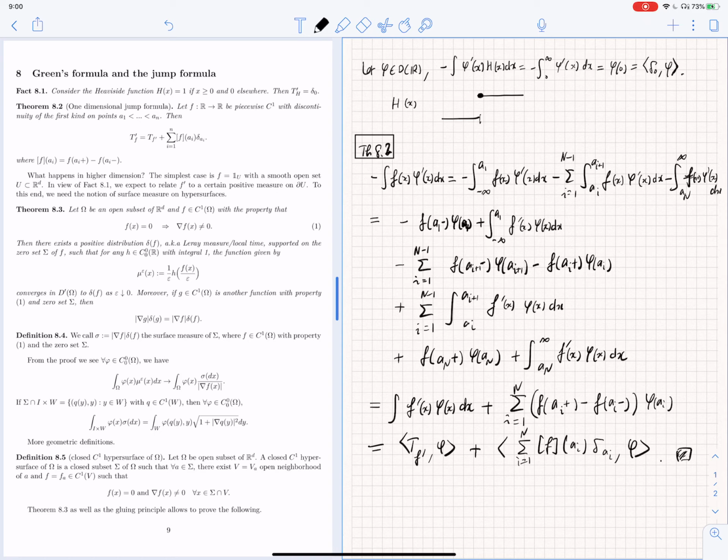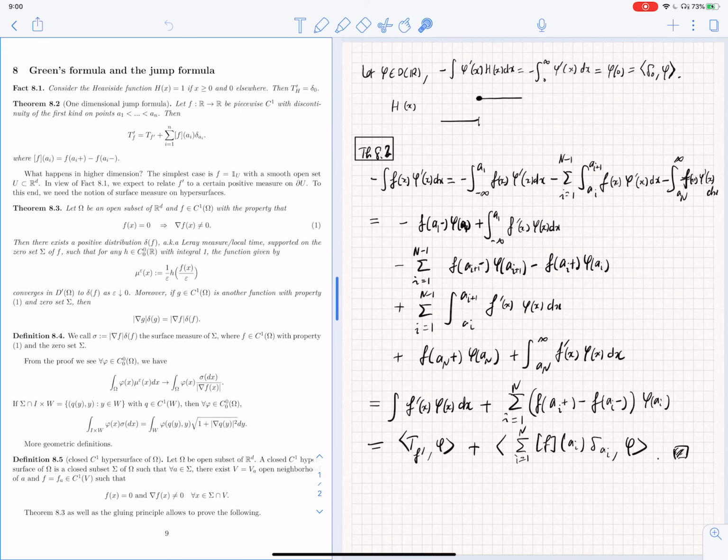All right. So it is natural to ask the question for higher dimension, and the simplest case in higher dimension would be to consider a function f which is the indicator of a smooth open set U included in R^d, okay, d larger than or equal to 2. So in view of this fact about the Heaviside function, we expect that this f prime, here is a typo, I should use a partial derivative because we have more than one variable, so the partial derivative of f should be related to a certain measure on the boundary of the open set.